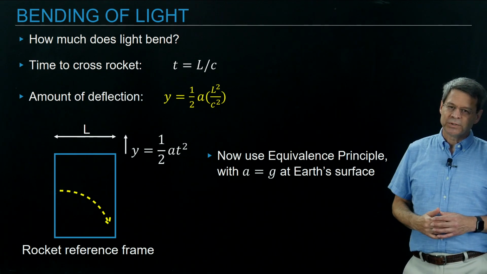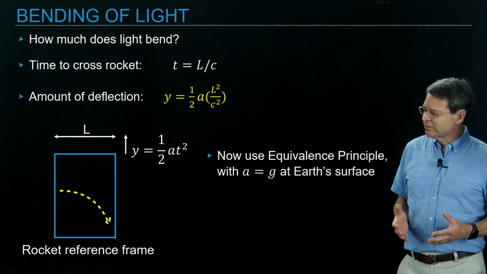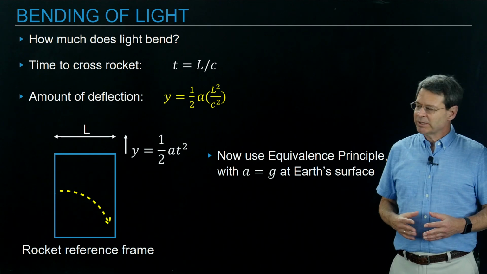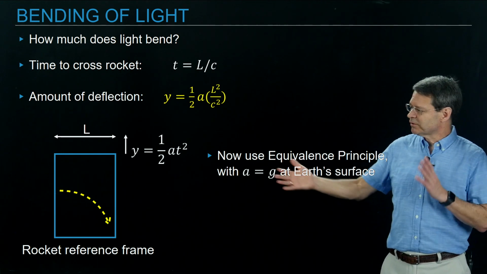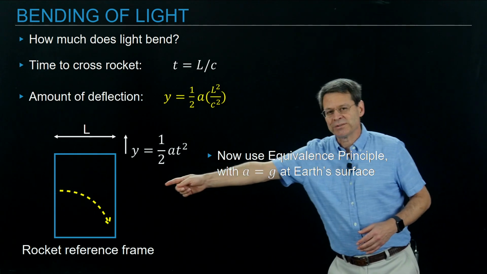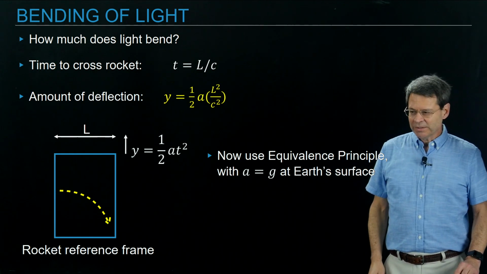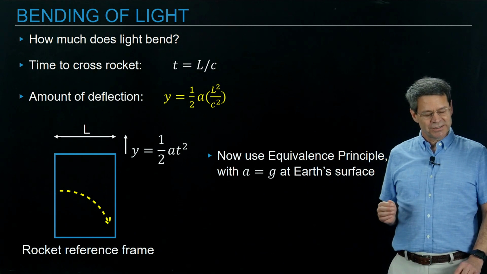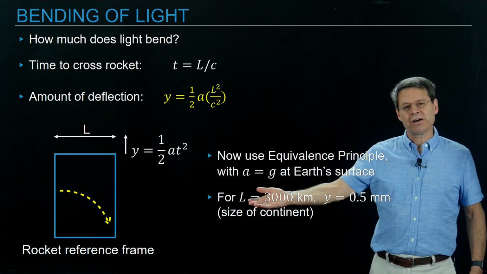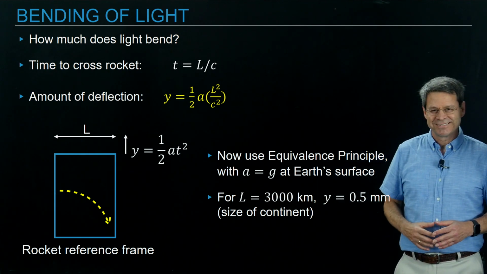Now we can use the equivalence principle and set the acceleration a to be g, the acceleration due to gravity on the Earth's surface. And we can ask, given some length L, how far does the rocket move, or equivalently, how far does the light beam fall down vertically in the time it crosses the length L? Well, as I was hinting at, it's going to be small. So let's take a really, really large distance. Let's take 3,000 kilometers here, so it's approximately the size of a continent.